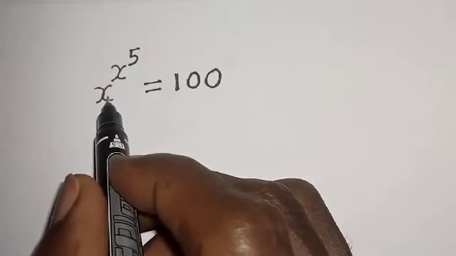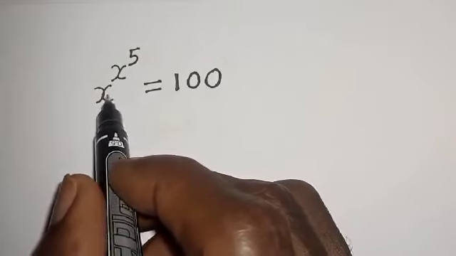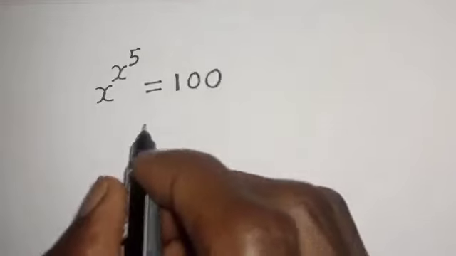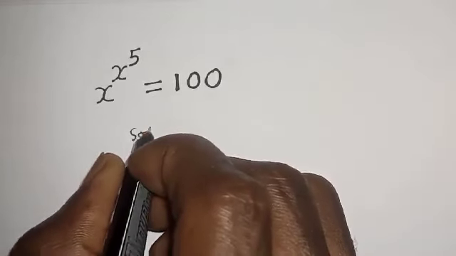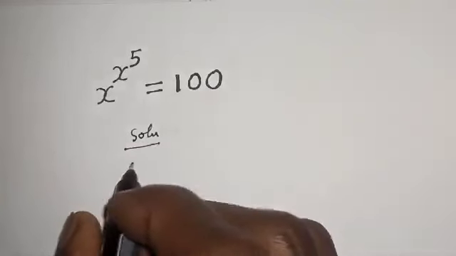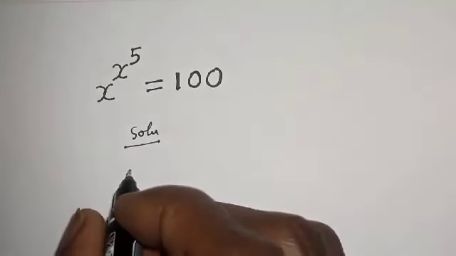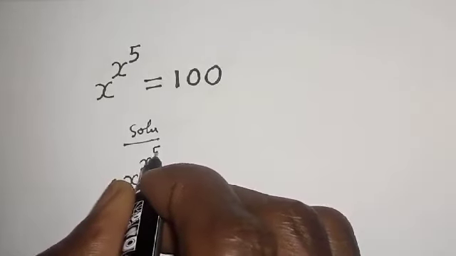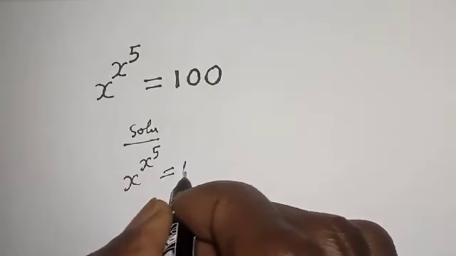How to solve for s in this equation: s raised to power s raised to power 5 is equal to 100. Solution. We have s raised to power s raised to power 5 is equal to 100.